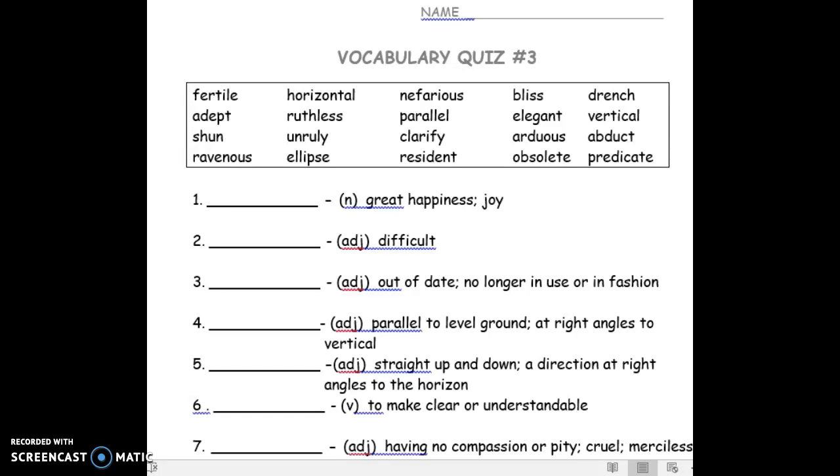Number 4 is an adjective. It means parallel to the ground or at right angles to vertical. Number 5 is an adjective. It means straight up and down at direct right angles to the horizon. Number 6 is a verb. It means to make something clear or understandable.